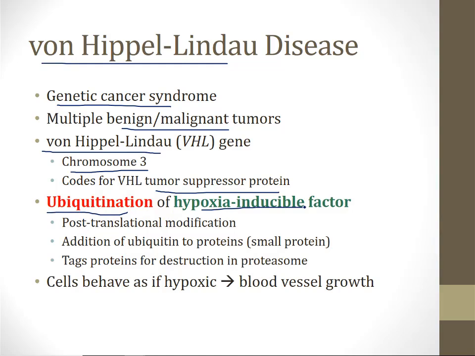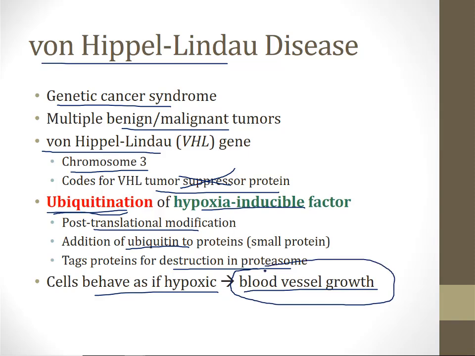In the cell biology videos, in the video on translation of proteins, I talk about ubiquitination, which is a post-translational modification in which a protein called ubiquitin is added to other proteins, and it tags those other proteins for destruction in the proteasome. So if you have abnormal VHL tumor suppressor protein, ubiquitination will not occur. And as we'll see in a minute, cells behave as if they're hypoxic, and this leads to blood vessel growth. And tumors involving blood vessels are very common in von Hippel-Lindau disease, as we'll see in just a minute.